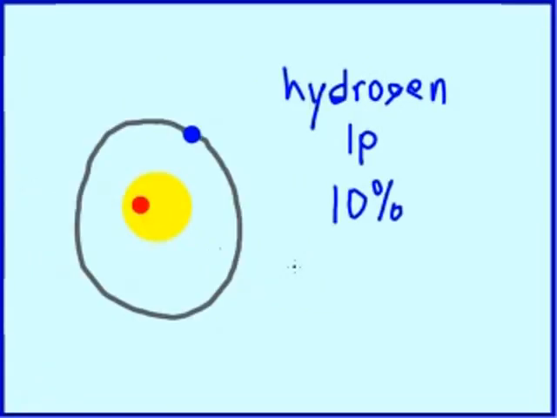And so here we have hydrogen. The hydrogen element has 1 proton. It is the third most abundant element in the human body, with a concentration or with an amount of 10% of the body weight. And this is hydrogen, the element hydrogen.